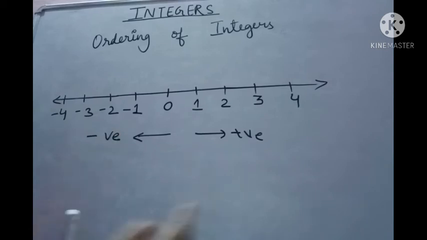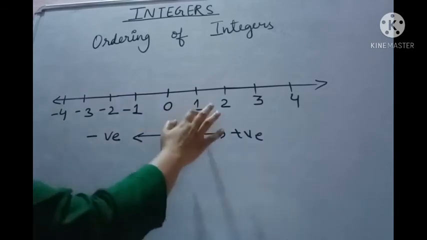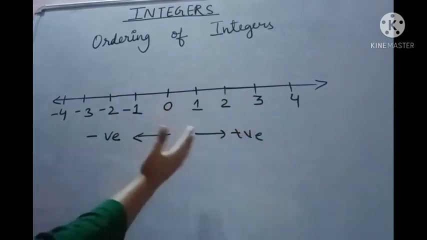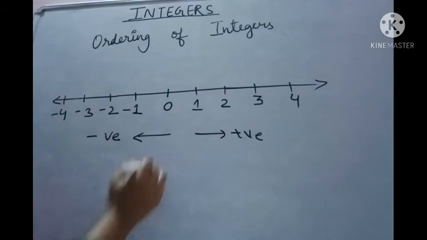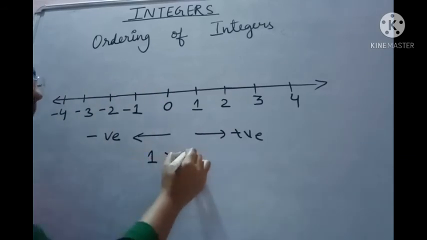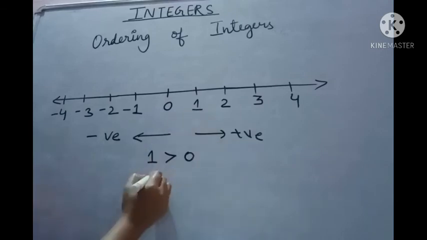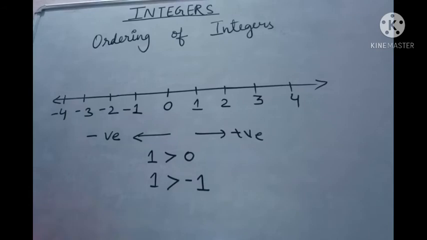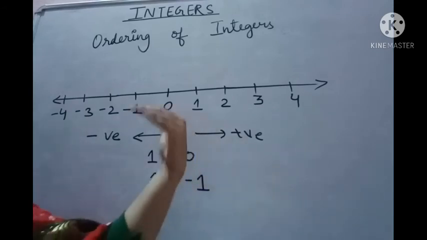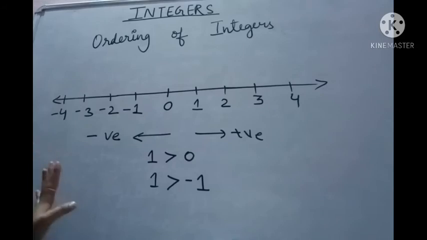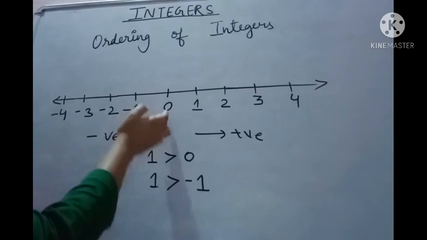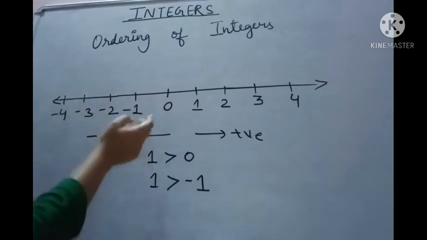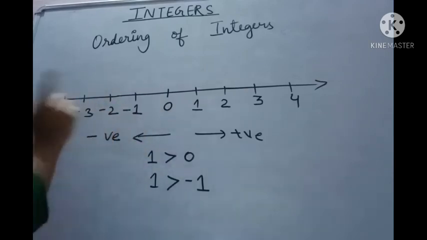We know that a whole number is greater than any number to its left on a number line, right? So you will say that 1 is greater than 0, and 1 is also greater than -1. Positive integers are always greater than negative integers. 1 is greater than 0, 0 is greater than -1, -1 is greater than -2, -2 is greater than -3.